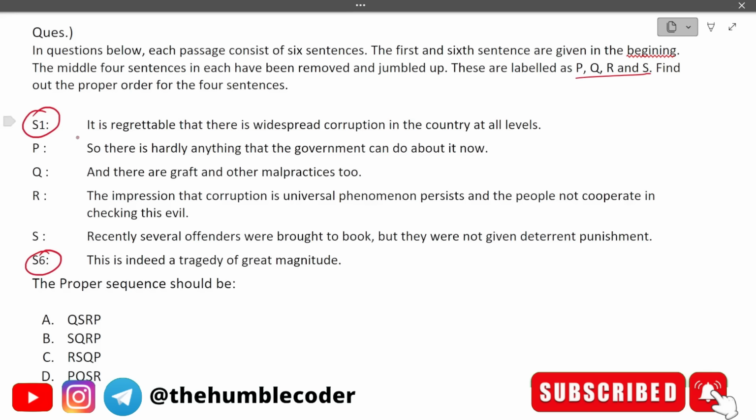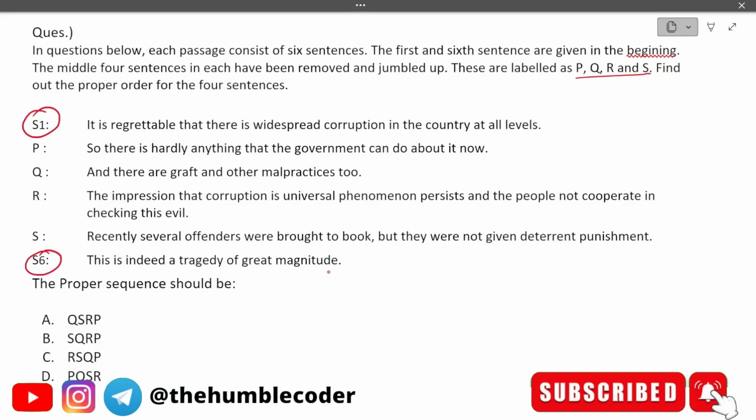The first sentence is: it is regrettable that there is widespread corruption in the country at all levels. There is hardly anything that the government can do about it now. And there are graft and other malpractices too. The impression that corruption is a universal phenomenon persists, and the people do not cooperate in checking this evil. Recently, several offenders were brought to book, but they were not given deterrent punishment. And the last sentence is: this is indeed a tragedy of great magnitude.